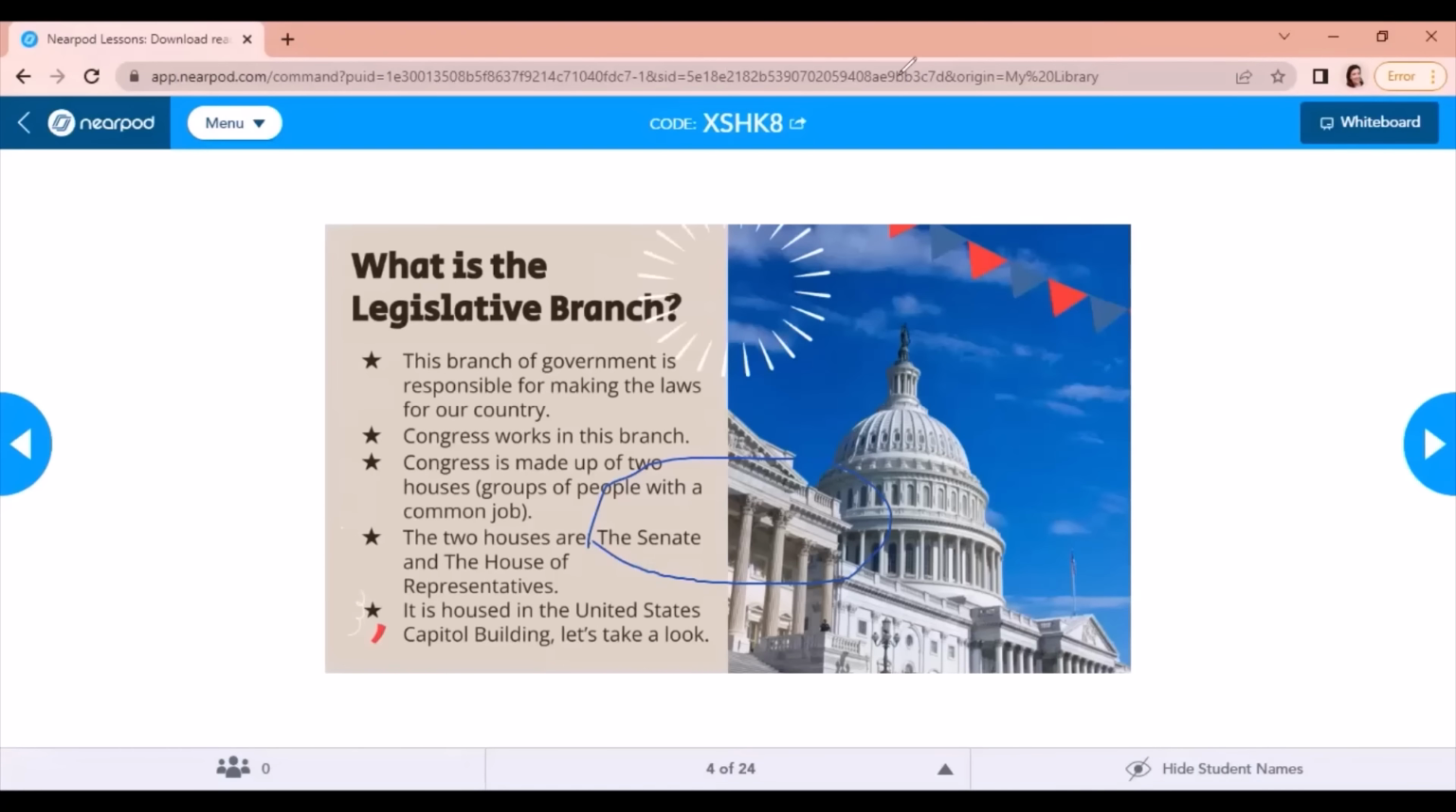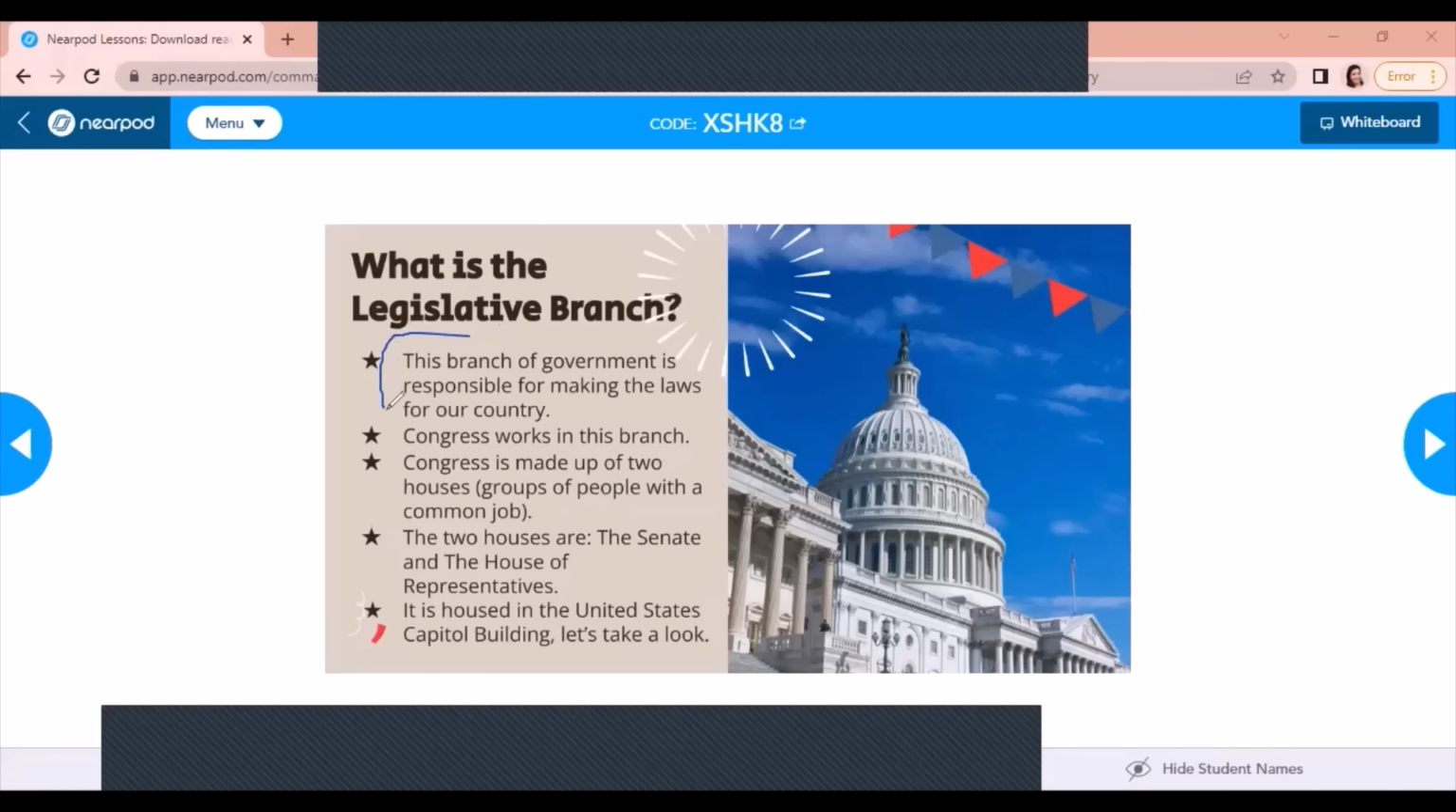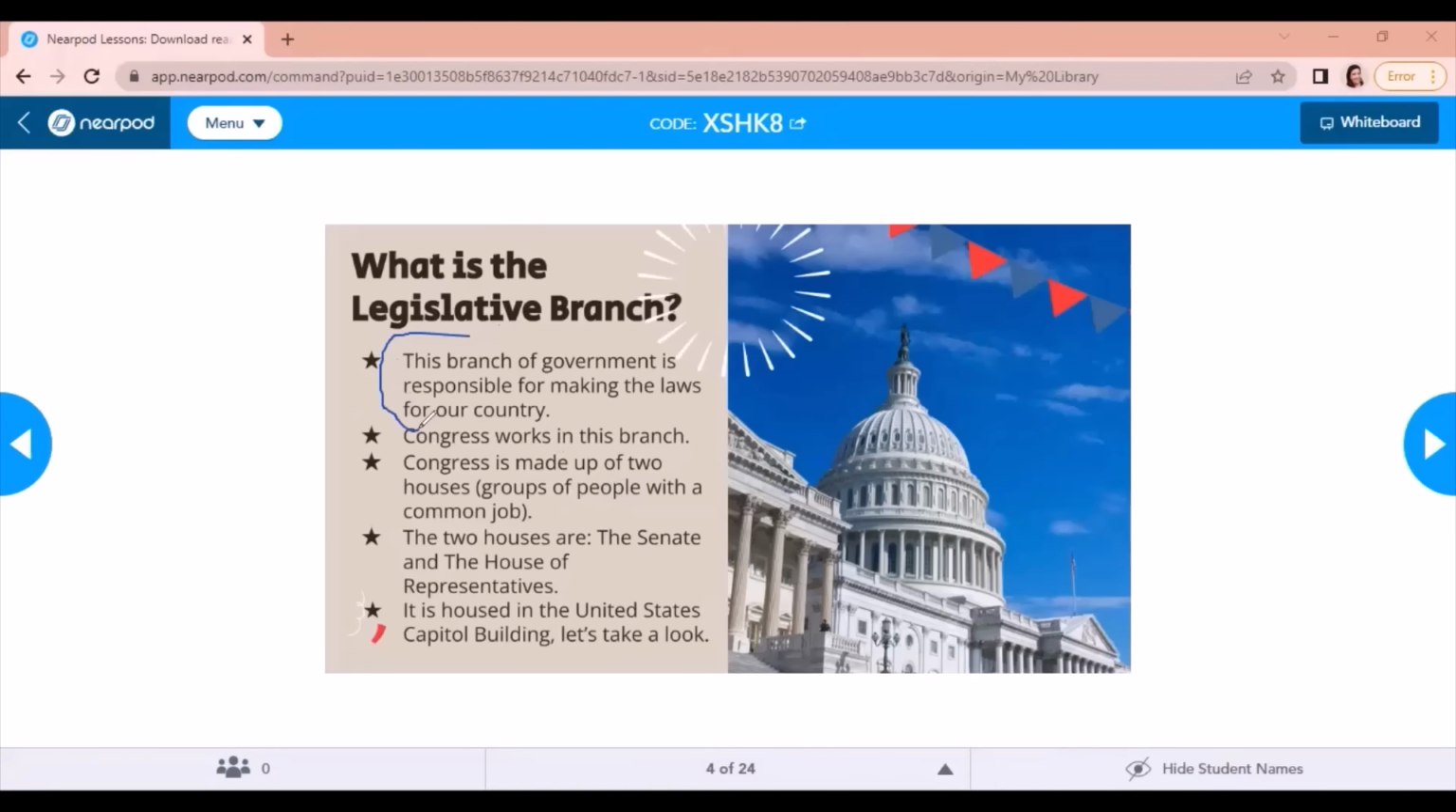Okay, so what is the legislative branch? This branch of government is responsible for making the laws for our country, legislative laws. Congress works in this branch. Congress is made up of two houses, or groups of people with a common job. The two houses are the Senate and House of Representatives. So Congress encompasses all of them. Broken up into Congress is Senate and House of Representatives. It is housed in the United States Capitol building.